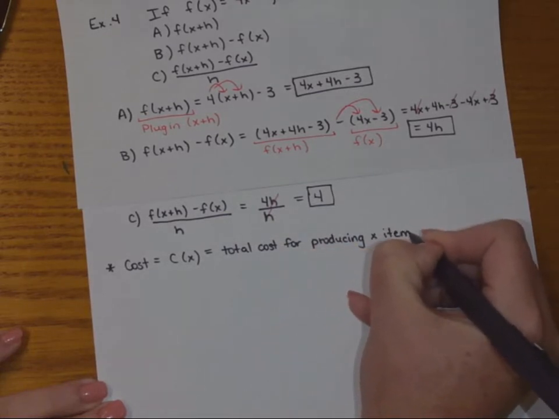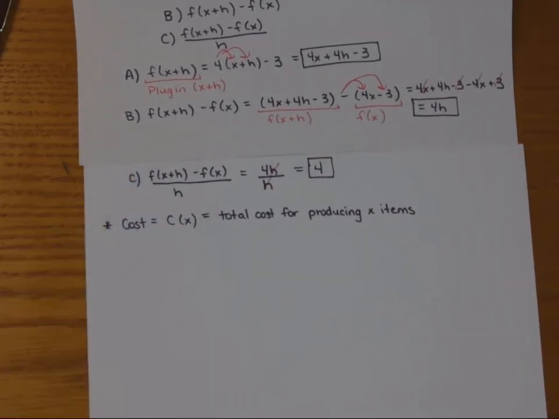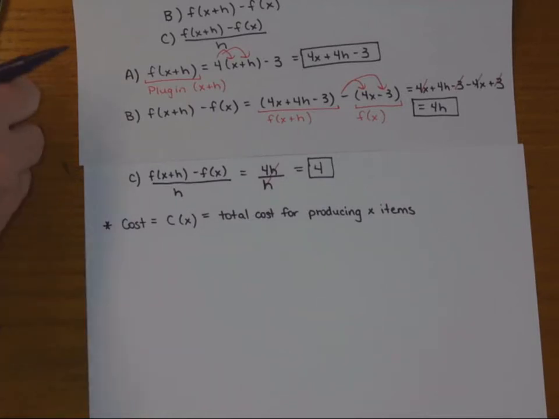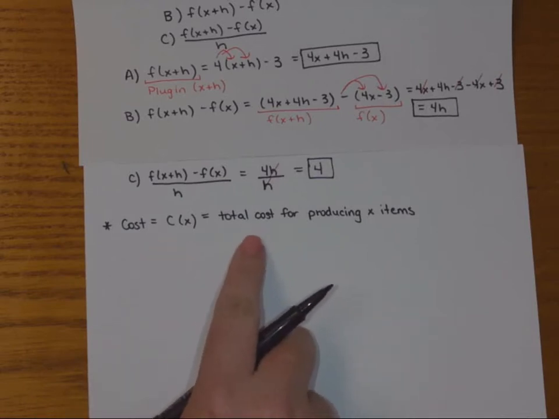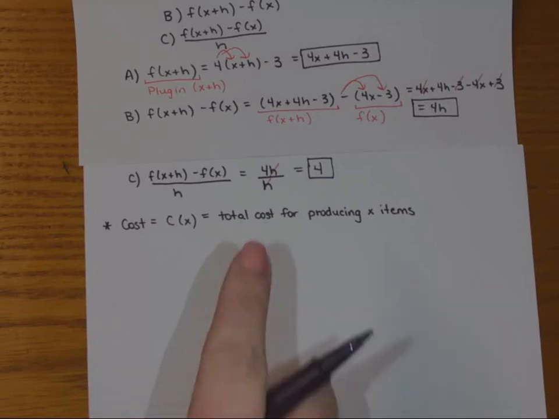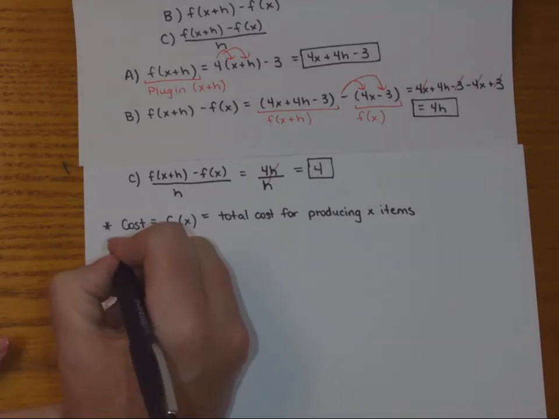So there can be many things wrapped up into the cost of producing things, right? I mean, you have the building rent or the mortgage payment, depending on what it is, or the business payment. You have to pay your employees. You have to pay your electric bill. You have to buy supplies to make whatever the item is that your company makes. So cost is usually wrapped up in quite a few things. Okay, but C of X is the total cost. So all of those things I just mentioned and more get wrapped up into the total cost.